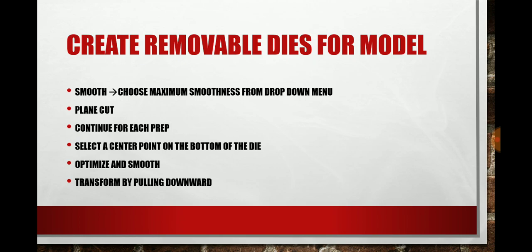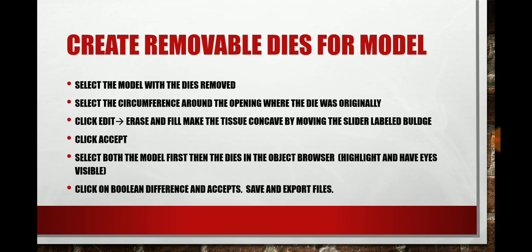So in that center, we have almost like a little post, in a sense, that gets pulled down. When we are done with that, we select the model with the dyes removed, and then we select the circumference around the opening where the dye was originally. And then we click edit, we erase and fill and make the tissue concave by moving the slider labeled bulge. And then we click accept and select both the models first and then the dyes in the object browser.